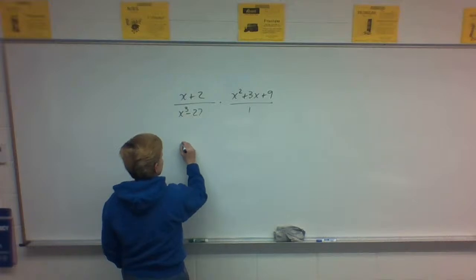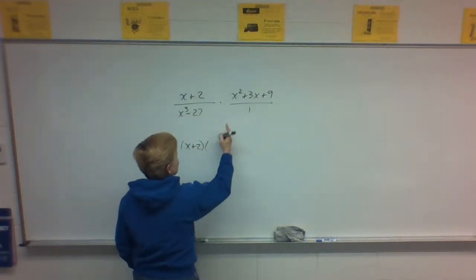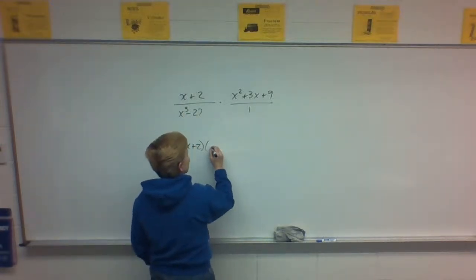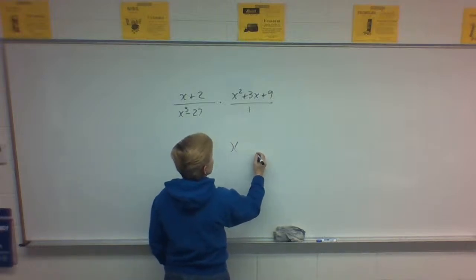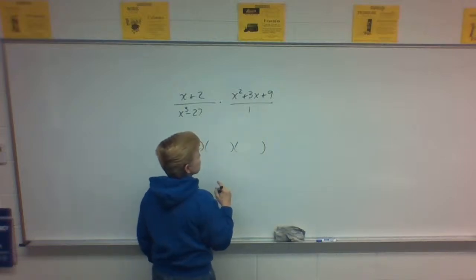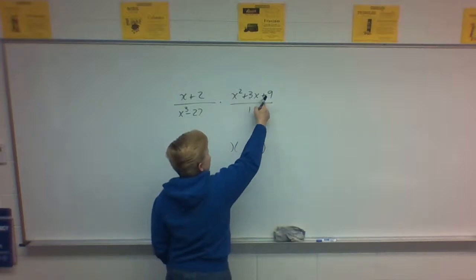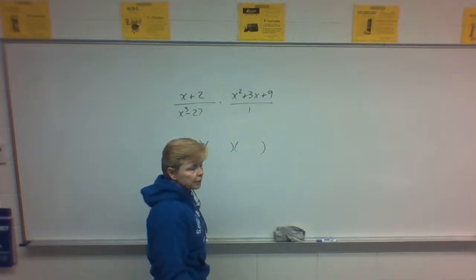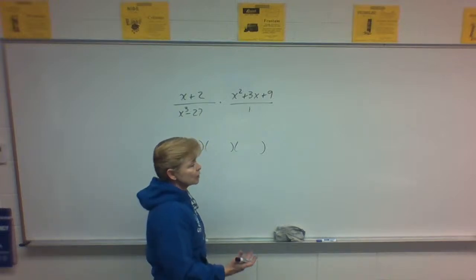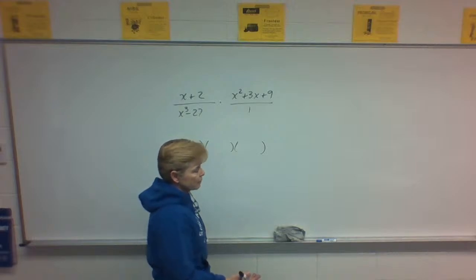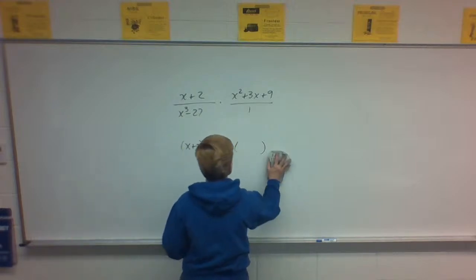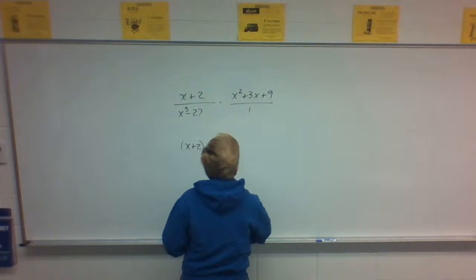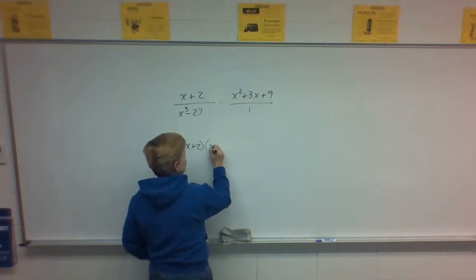Well, that one's already done. How does that one factor? You have x plus 3, x minus 3. No, it should be x plus 3. What factors of 9 add up to 3? Oh no. 3 and 3 add up to 6. Yeah. 9 and 1 add up to 10. Ooh, that one doesn't factor. What do we do with it? We leave it. We leave it like this.